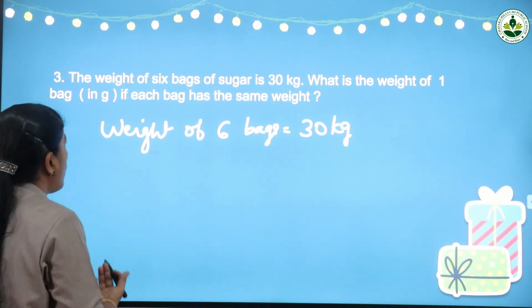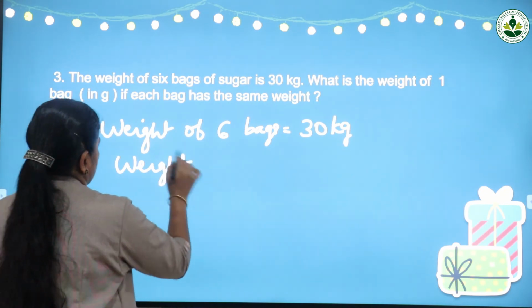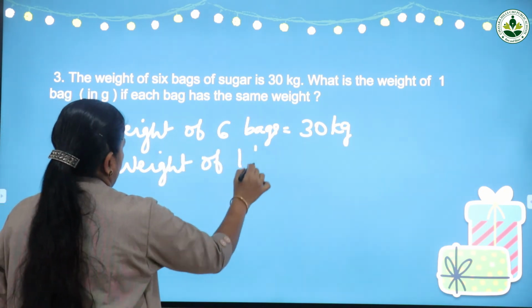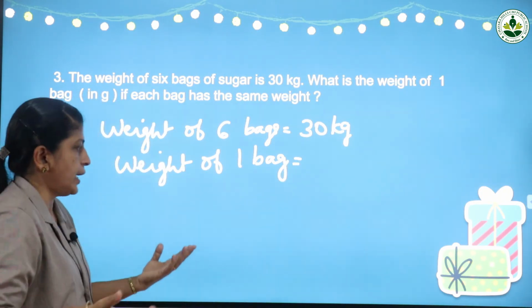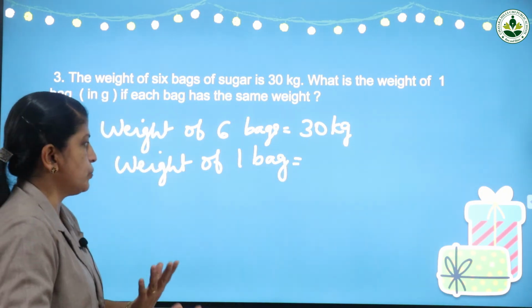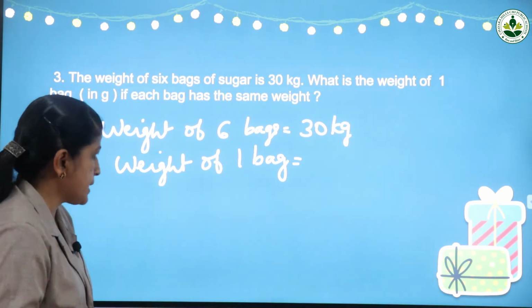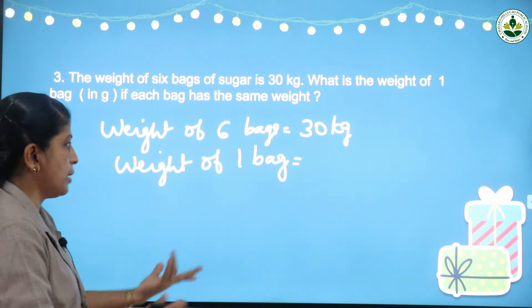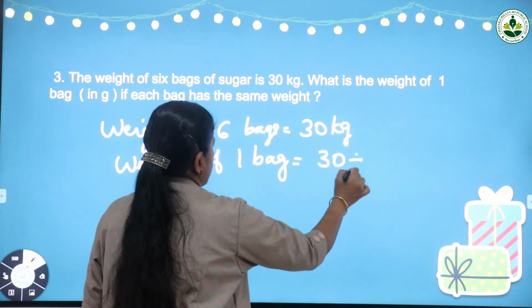Weight of one bag. How do we find it? The weight of 6 bags is given, and how can we find the weight of one bag from that? Yes, divide. Weight of 6 bags divided by number of bags. Therefore, 30 divided by 6.